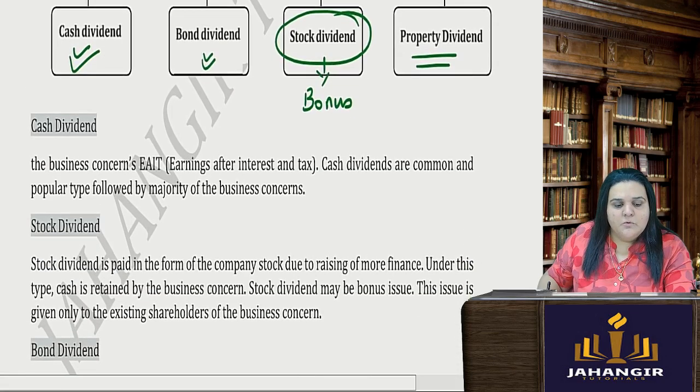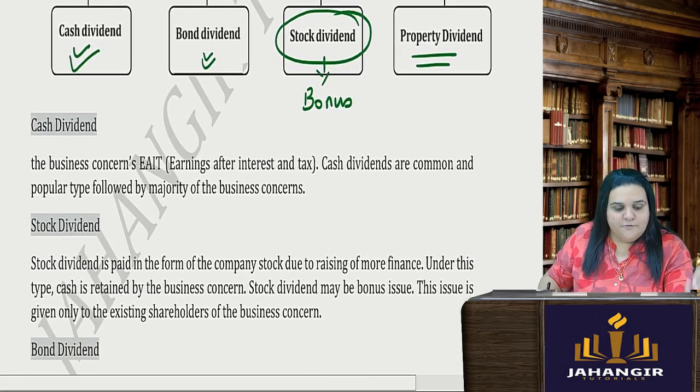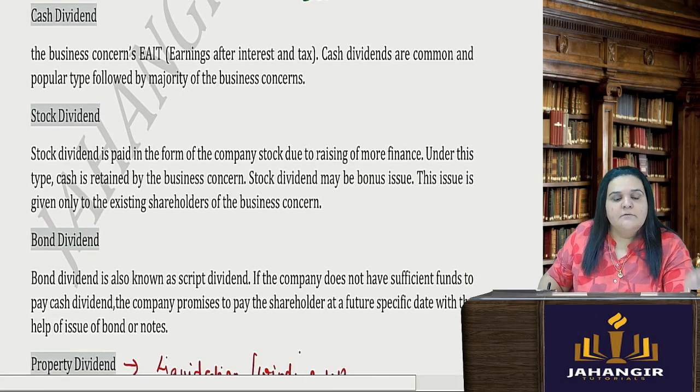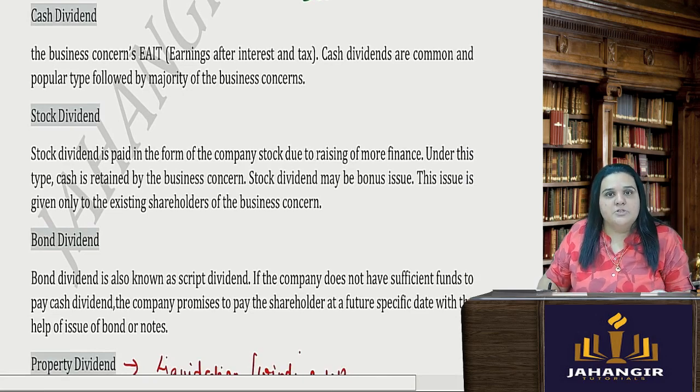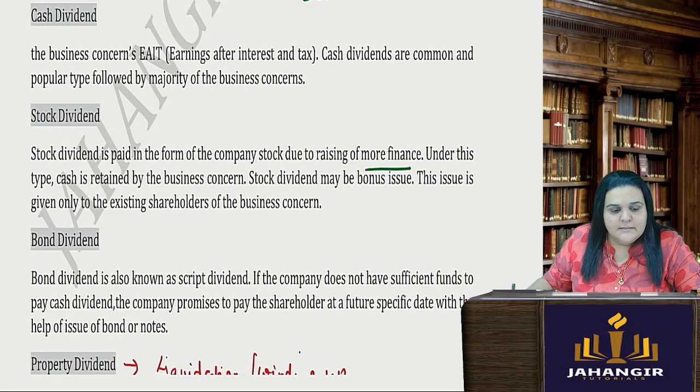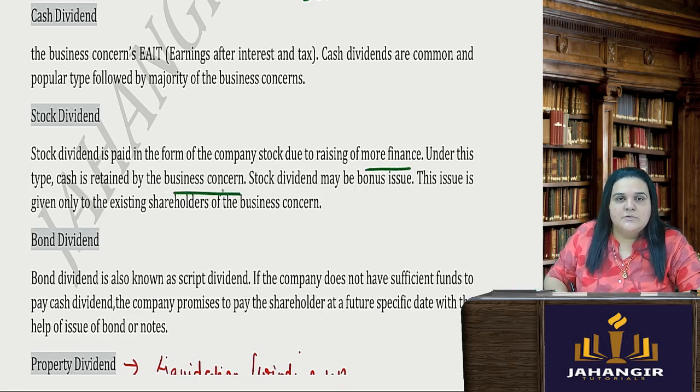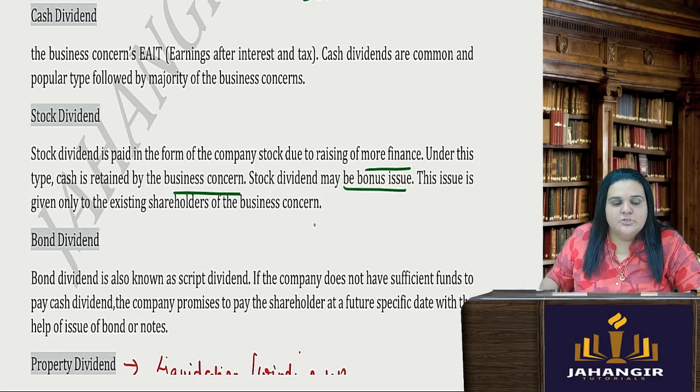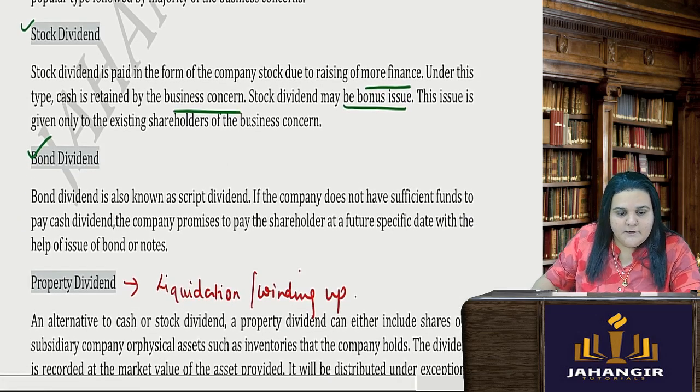Cash dividend we all know, the common type which all the companies follow. Stock dividend is in the form of company stock due to raising of more finance. Basically cash is retained by the business concern, so that cash is capitalized. That is stock dividend. Stock dividend may be a bonus issue. Similarly, you can have a bond given in the form of dividend. It is also known as a scrip dividend.